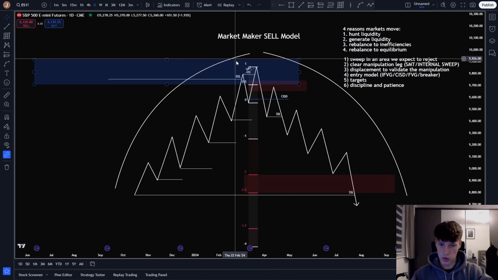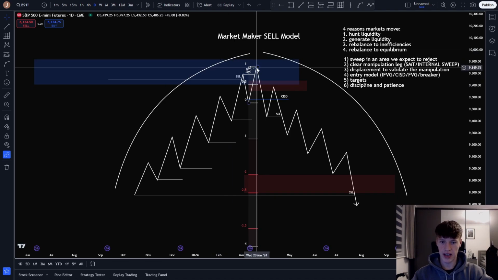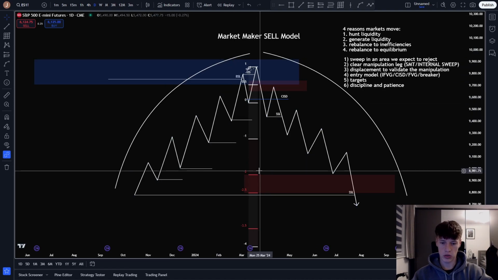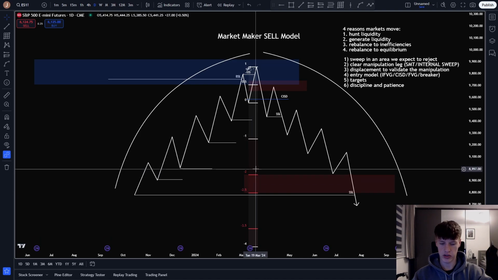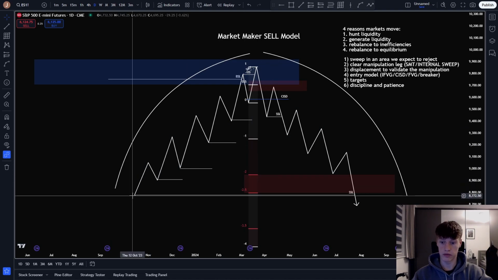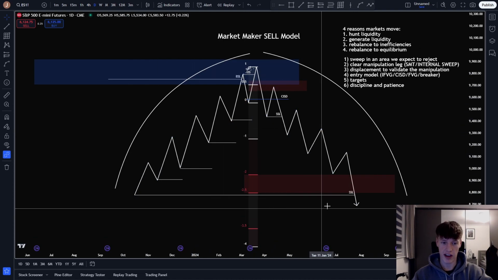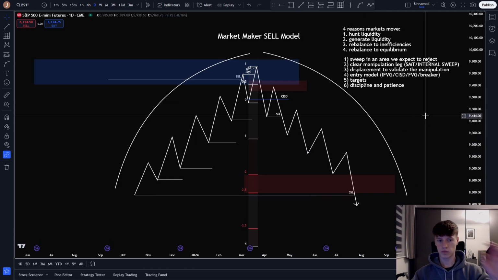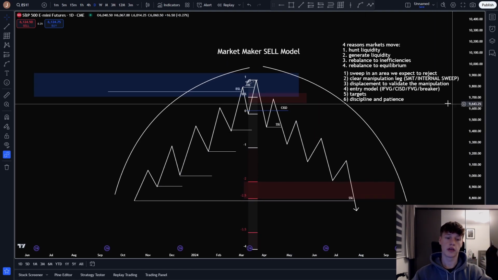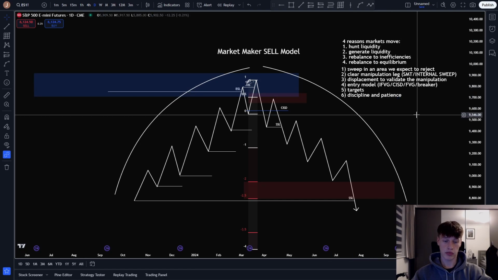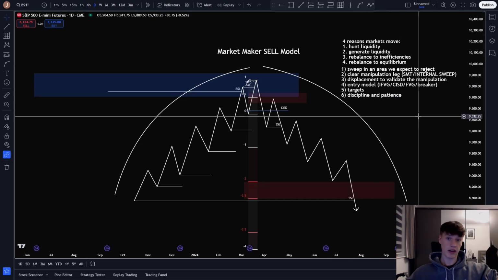And then again, you measure the manipulation leg from the high to the low with your fib tool. The standard deviation of -2 to -2.5 projection in this example lines up with the external sell side. That is a great target. And once again, discipline and patience, mega important. So that is pretty much the market maker buy and the market maker sell model, simplified as much as I can. This model can appear on every time frame.